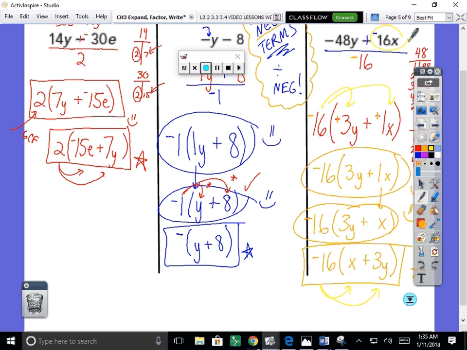I see it. This matches. And a negative 16 times a positive 3y gets me a negative 48y. Ha ha. Final answer. I'll give you a gold star. It's been a lot of work today.